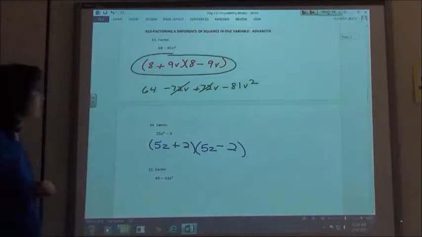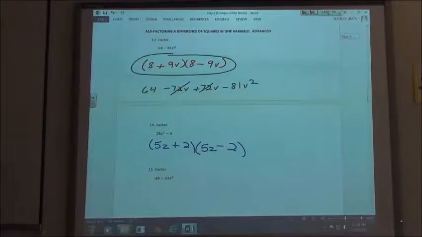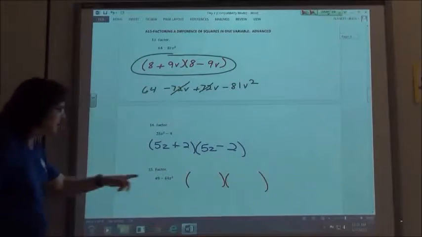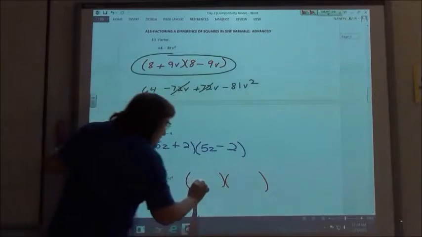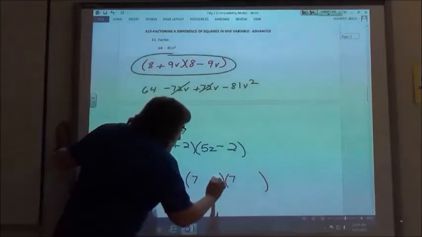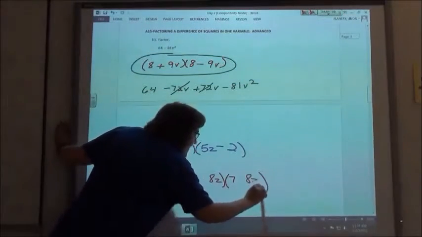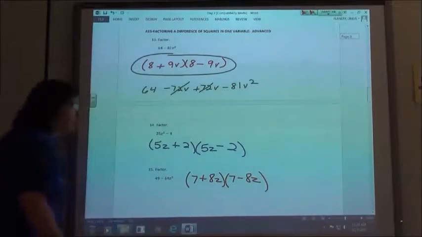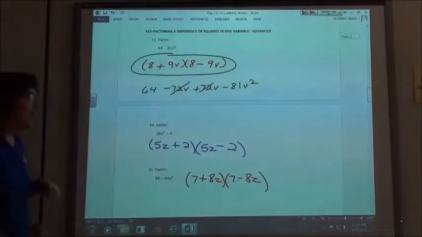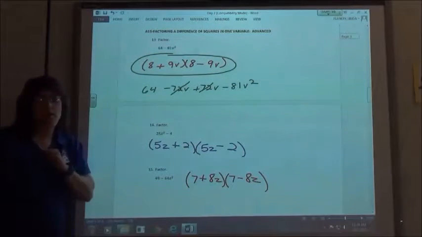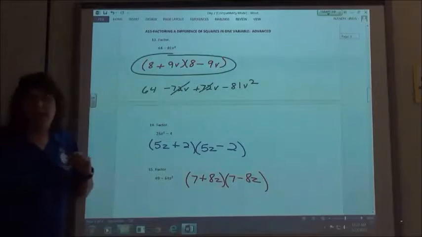So number 15, if I'm going to factor that, again, if I recognize it's a difference of squares, I can just put my two sets of parentheses. 49, 7 times 7. 64z squared would be 8z times 8z. And then again, I have to have one with the plus and one with the minus. So I get 7 plus 8z and 7 minus 8z. So factoring the difference of squares is fairly easy as long as you recognize that's what you have when you're factoring.